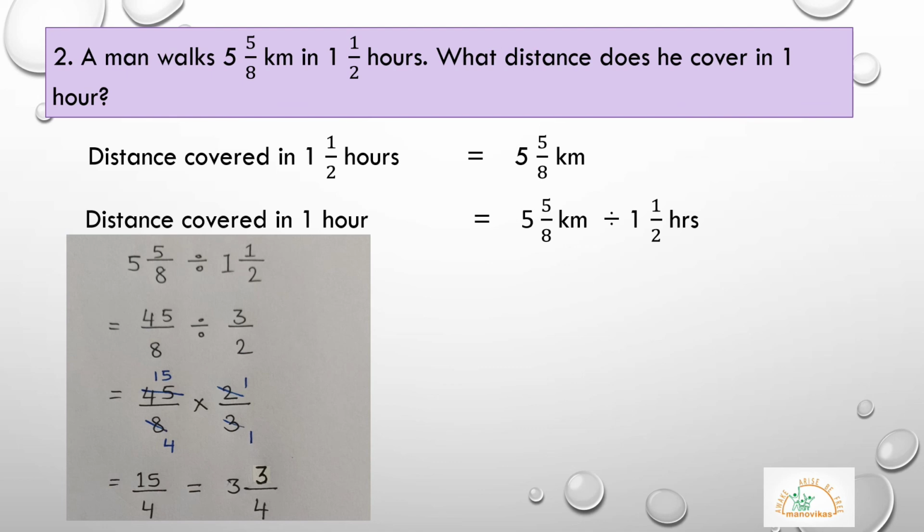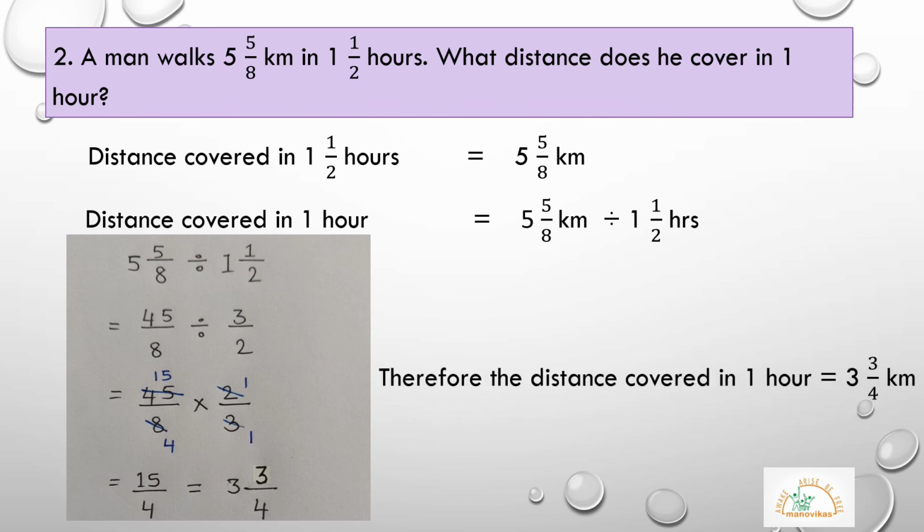Then you convert into multiplication. So 45 upon 8 multiplied by 2 upon 3. Now you can cancel. 2 1s are 2, 2 4s are 8. 3 1s are 3, 3 15s are 45. So you get 15 upon 4, convert it into a mixed number, you get 3 whole 3 upon 4. That's your answer. Therefore, the distance covered in 1 hour is equal to 3 3/4 kilometers.